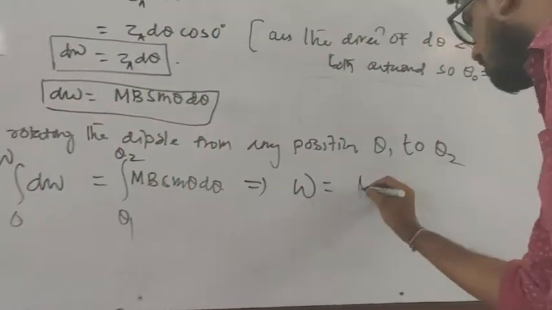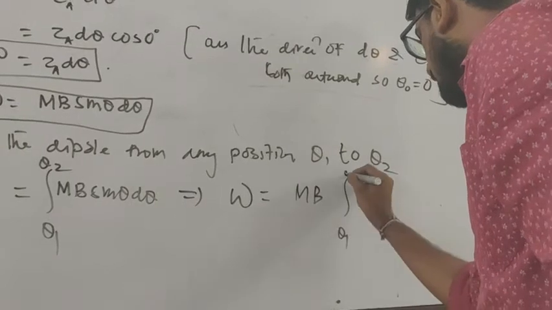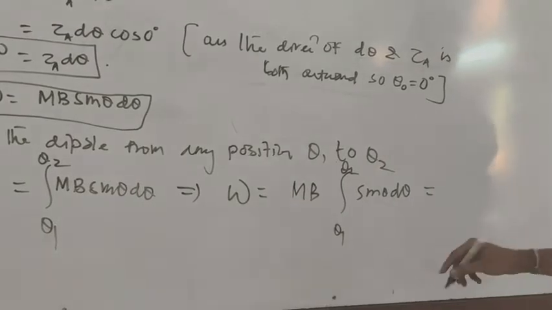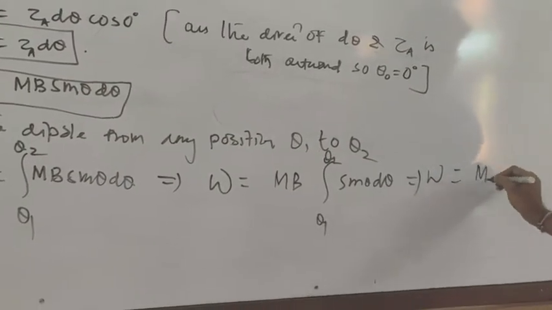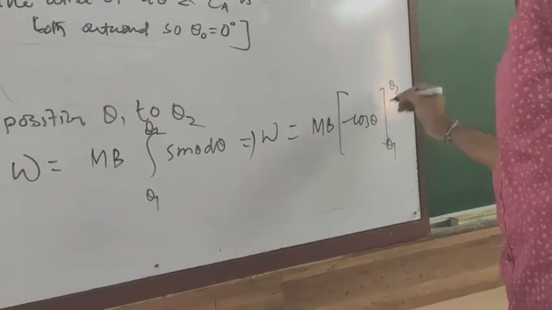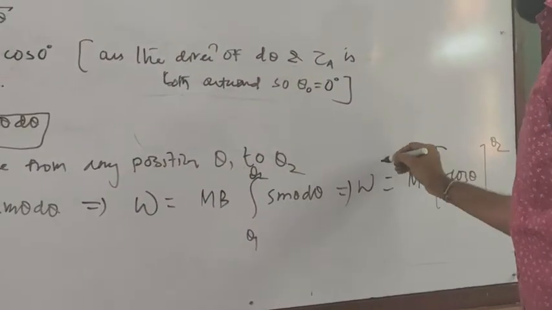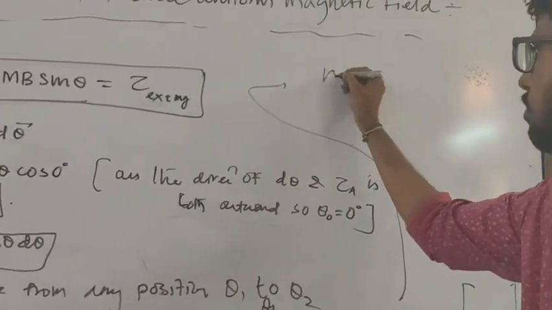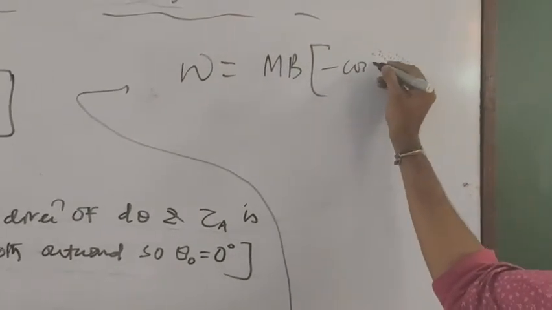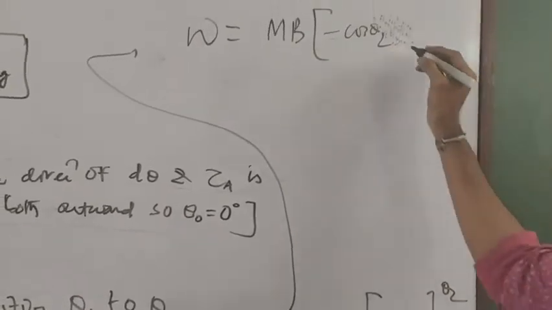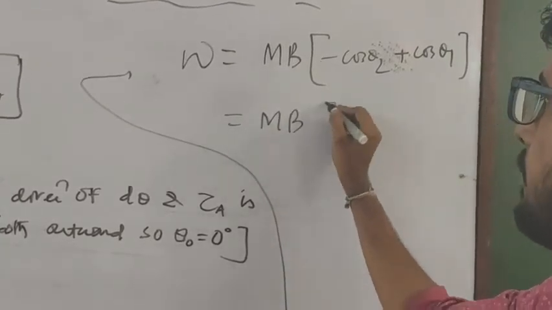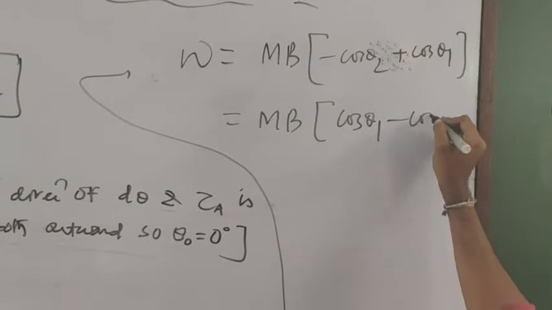mB is constant, so take it out: the integral from theta 1 to theta 2 of sin theta d theta. What will be the integration of sin theta? It will be minus cos theta. So the total work done will be mB times minus cos theta, with limits from theta 1 to theta 2. Clear? So W will be mB times, upper limit minus cos theta 2, minus of minus cos theta 1, which should be plus cos theta 1. By rearranging this, it will become mB into cos theta 1 minus cos theta 2.